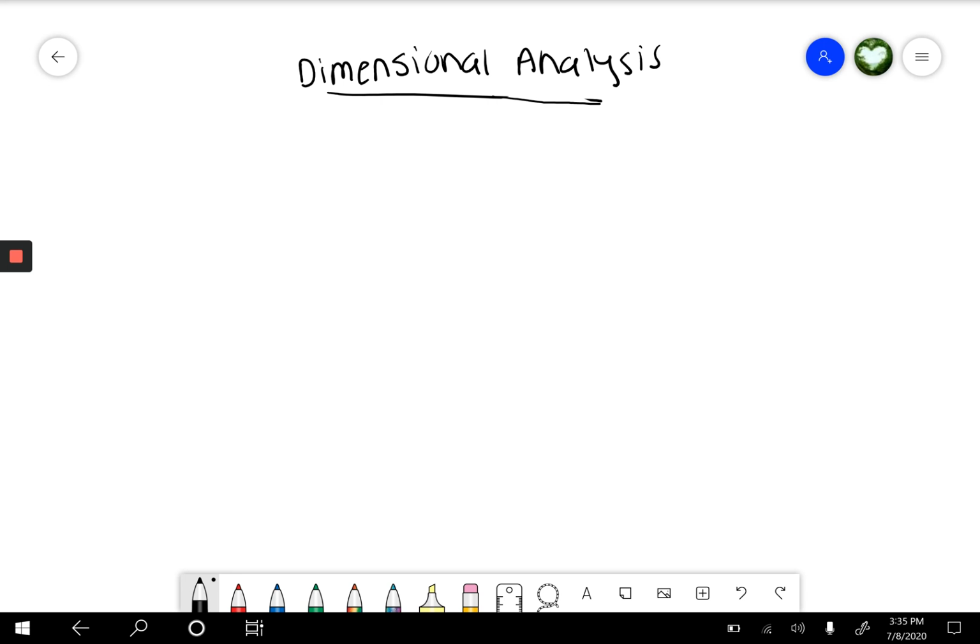With the part of chemistry which is dimensional analysis, we are conveying information using conversion factors. So, what are examples of some conversion factors? Meters, centimeters, and one is also to a point. So, these are conversion factors.